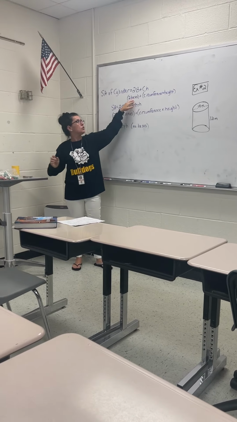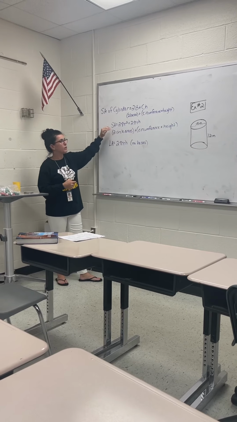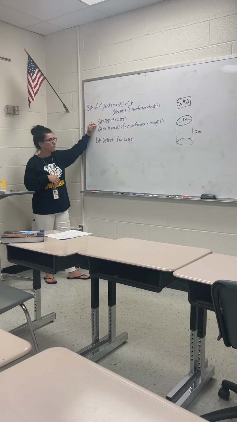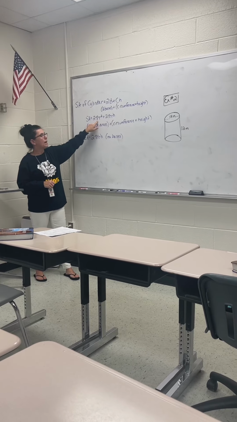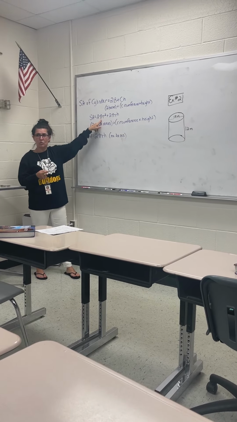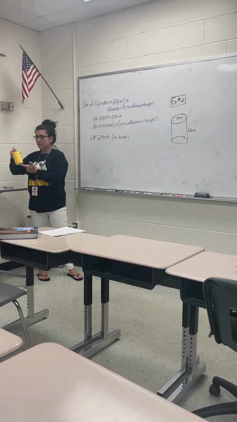This is 2 of the bases, and the bases are circles. So taking that forward to what you see on your formula sheet, it's 2 pi r squared plus 2 pi rh. Pi r squared is an area of a circle, and we have 2 of them. That's your 2 bases. That's these 2 here.